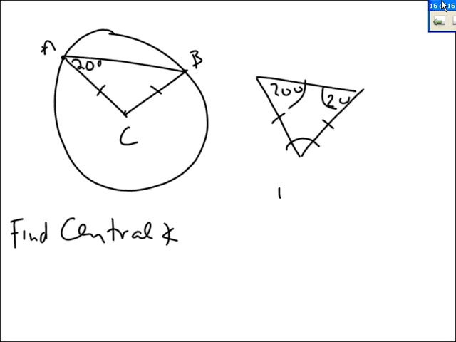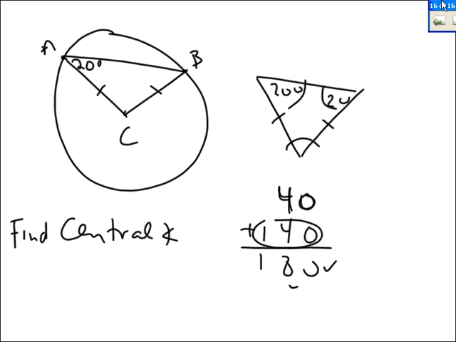So 20 and 20 is 40. What do you add to get 180? Well, 0 plus 0 gives you 0. 4 plus 4 gives you 8. 1. That other angle is going to be 140. This is a 140 degree angle. The central angle is 140 degrees.